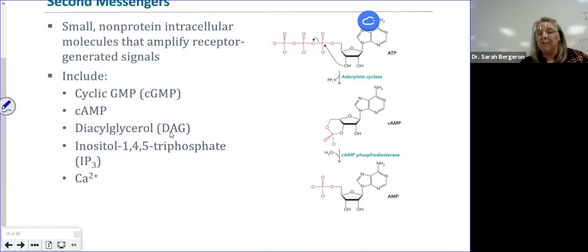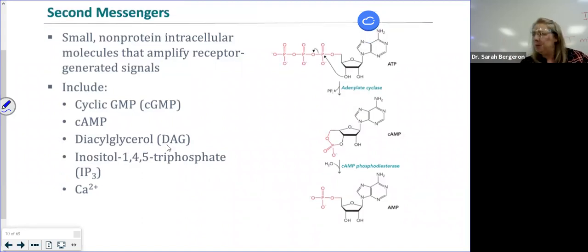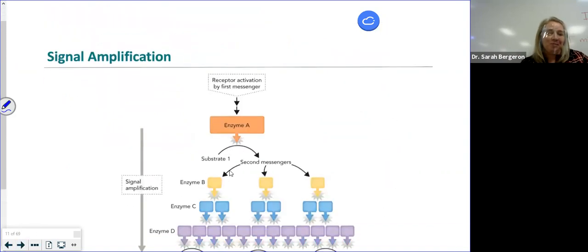Diacylglycerol is an example of another second messenger that you're probably not familiar with. Inositol triphosphate, IP3, is another second messenger. And calcium is another second messenger. So do you need to know what the second messengers are? Yes, you do. So we're going to talk about them. We're going to start with cyclic AMP.